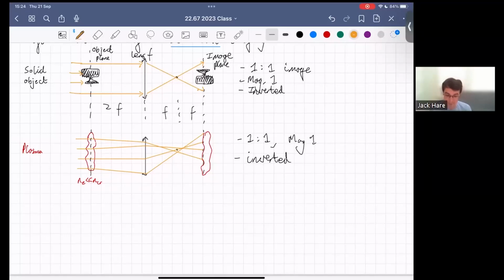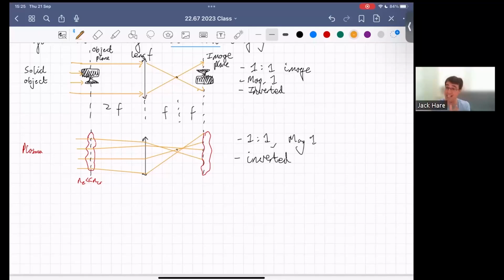Oh, yeah, absolutely. So in the top case with the solid object, if the rays went straight through and hit the image plane, they will be deflected slightly at the edges. And so you'll end up with something fuzzy. So it'll be out of focus. So you need a lens to bring it to focus, which effectively is mapping the rays from where they came from back to the same place on the object plane.